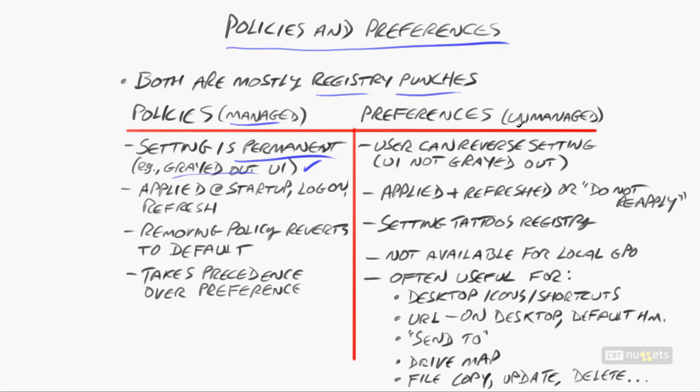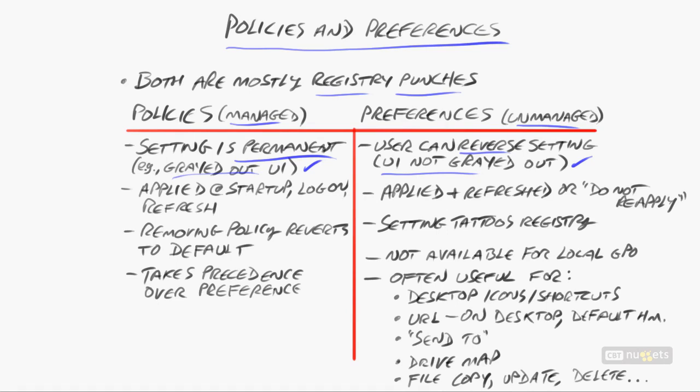With preferences, or something called an unmanaged policy, anything that you set up there, the user can reverse the setting. So, for example, I could map a drive letter to the user, and then the user could just delete the drive mapping if they want. Usually the UI is not grayed out. It might be unchecked or deselected if it's a checkbox type of item, but they still have the ability to go back and recheck it or change that UI.